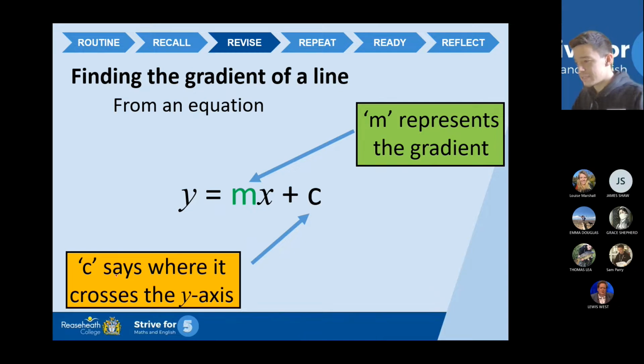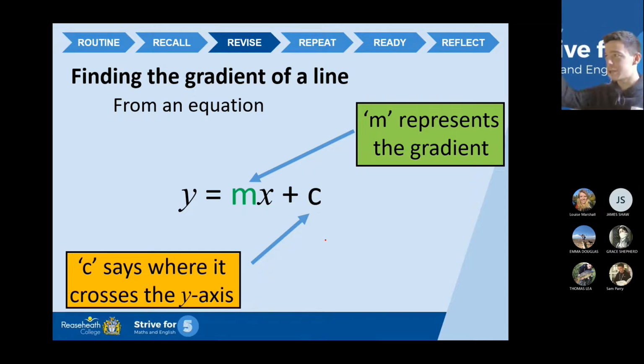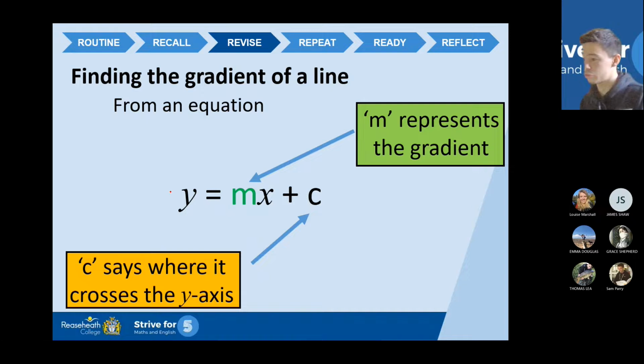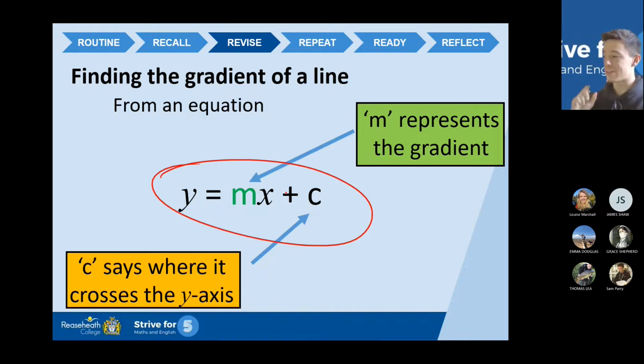Now it says here, C is where it crosses the y-axis. That's known as your y-intercept. So on a graph, a line crosses through the x-axis and the y-axis. The C represents where it crosses the y-axis. The gradient is how steep the line is, and the C represents where it crosses the y-axis. Make a note of that. Hopefully you guys have, because that's quite crucial. And Louise, if you're able to screenshot that, that would be good to put in the chat, because that's something they can refer back to throughout.